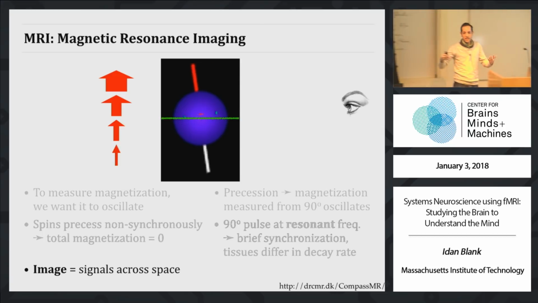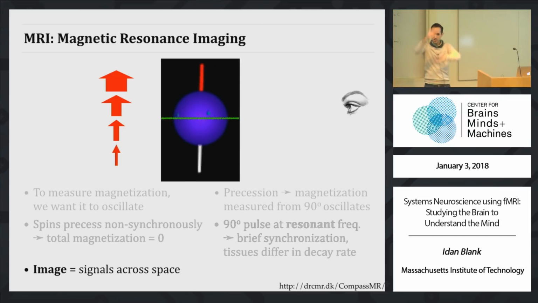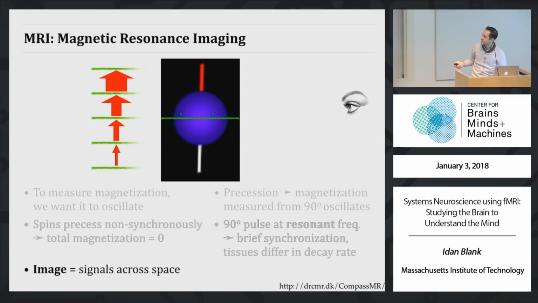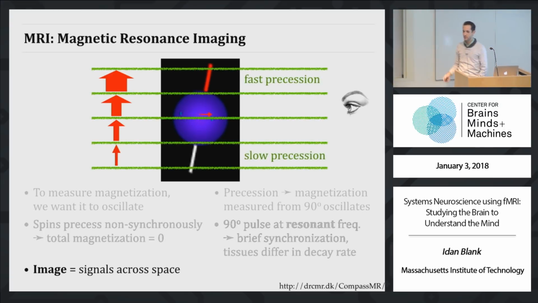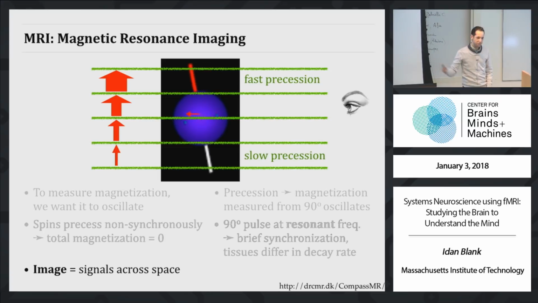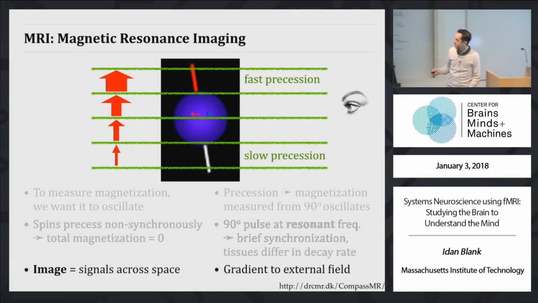And of course, you want an image. An image is two-dimensional, so you have to actually do it in 2 dimensions, so you know what sort of row the signal is coming from and what column it's coming from. And it gets really complicated, but this is basically the idea. You induce a magnetic field that slowly changes, and so you get different rates of precession. This is the gradient to the external field.